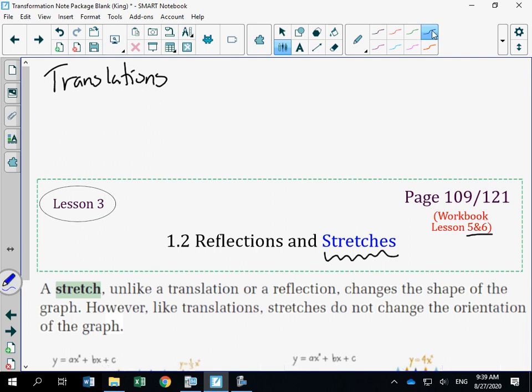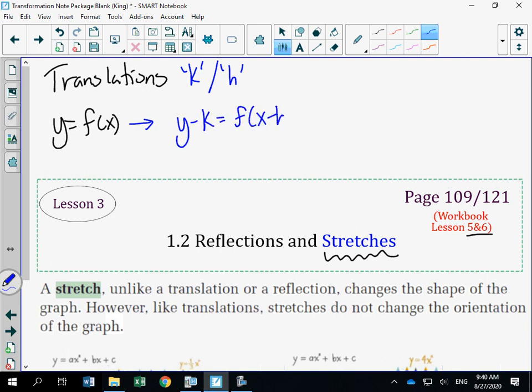So for a translation, we had two parameters. They were the k parameter and the h parameter. What happens is you're given an original function, y is equal to f of x, and after it undergoes the translations, the new function would be y minus k is equal to f of x minus h.